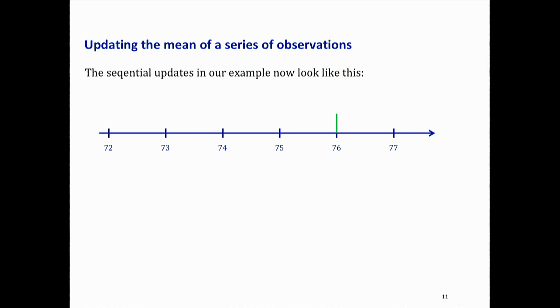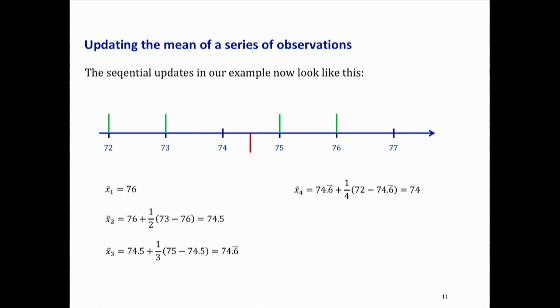Now graphically, 76 is our first observation. It's also our first mean. Then 73. Now, of course, the mean moves to the middle, using our little equation there. And the third observation is 75, and so on, and so on. And in the end, we have 74.6 as before.